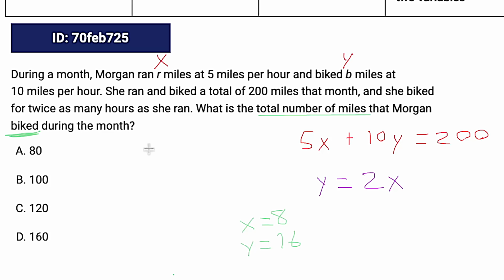So remember, biked was y, so y is 16, but remember, that's not the total number of miles that Morgan biked. That's simply the value of y. The total number of miles that Morgan biked was 10y, remember? So what's 16 times 10? 160. And our answer is D.